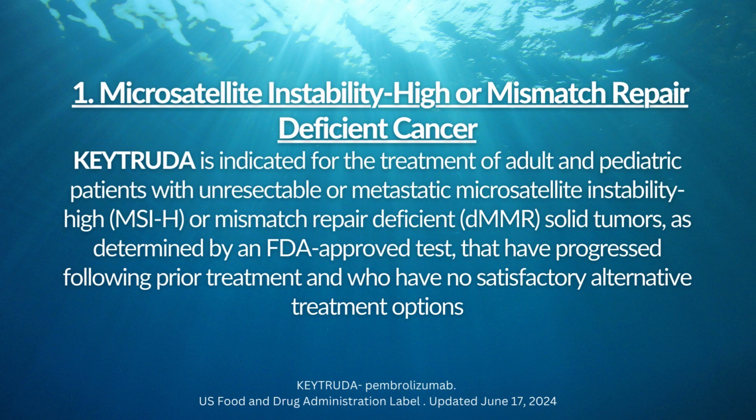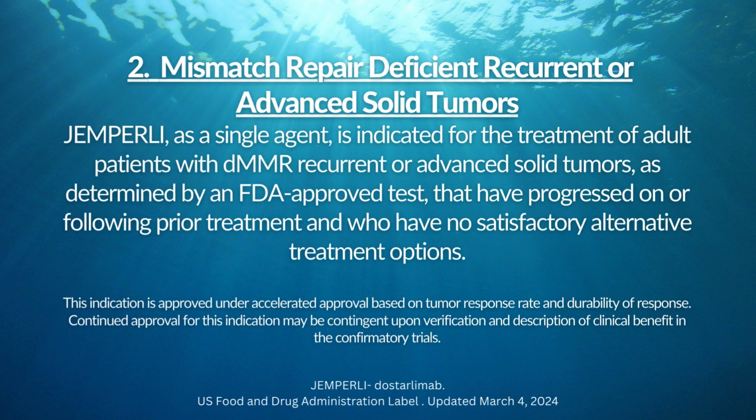First one is microsatellite instability high or mismatch repair deficient cancers. For this one, then we have that Keytruda or pembrolizumab is indicated for the treatment of this particular type of cancer. So it is just very important that patients that are looking for options, that we test them for microsatellite instability high or mismatch repair deficient cancers. Same thing, mismatch repair deficient recurrent or advanced solid tumors.